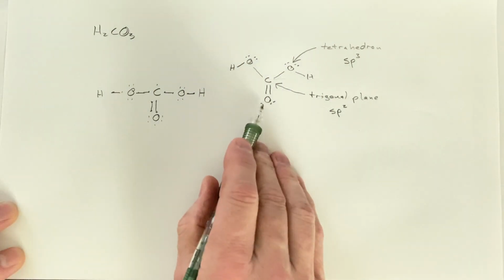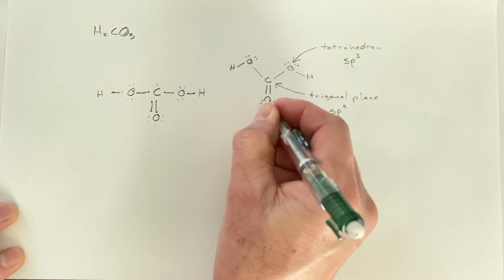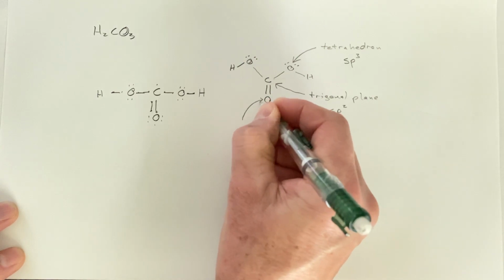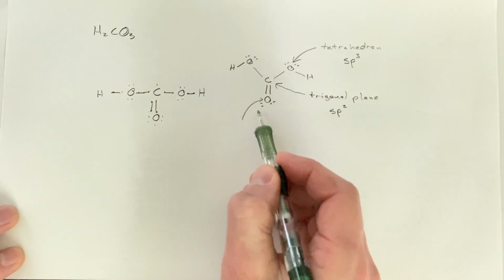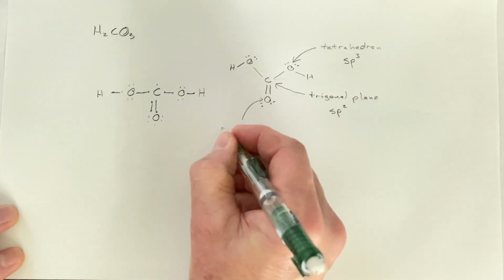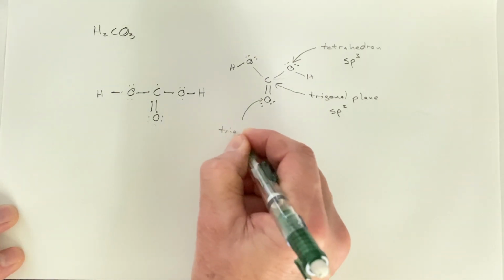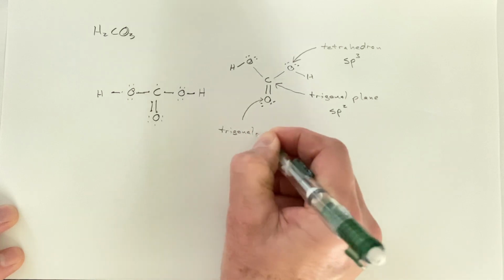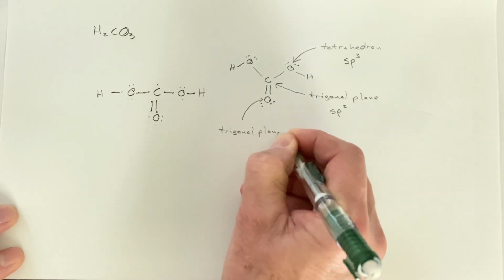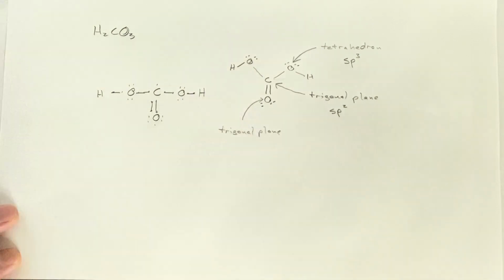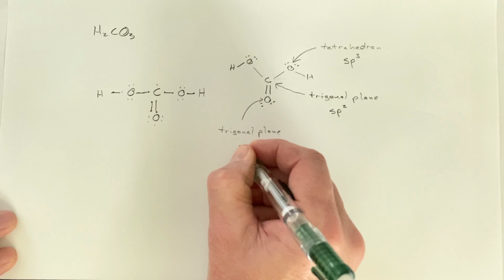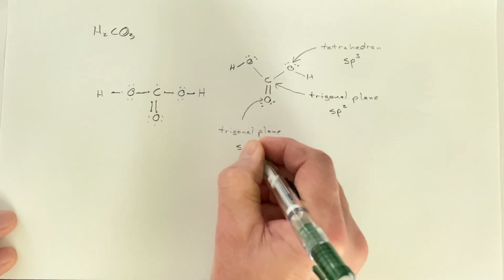As we look at this other oxygen atom, we see that the electron geometry is also trigonal planar. This must be because the bond angles between the electrons are 120 degrees. And so the hybridization of the oxygen atom is also sp2.